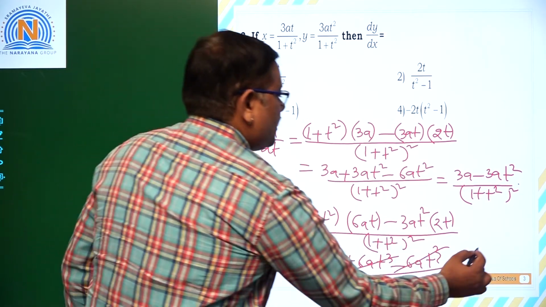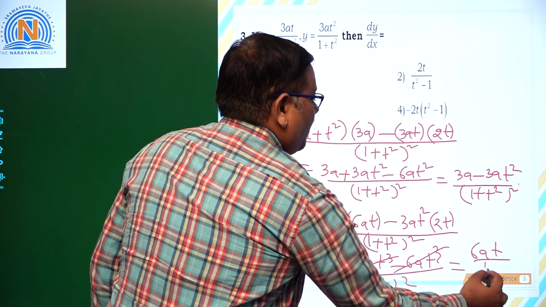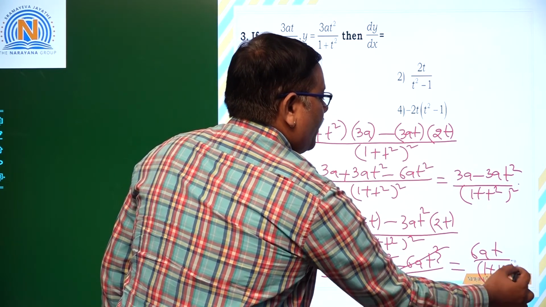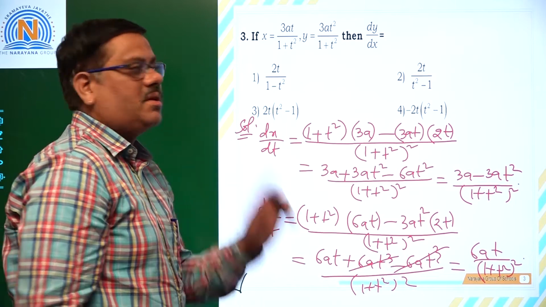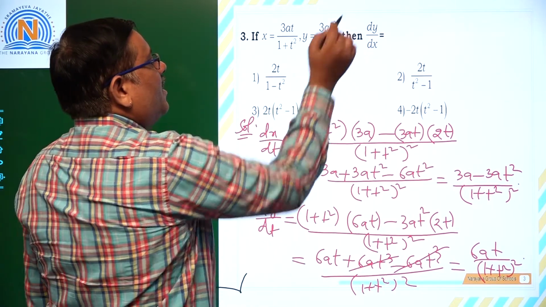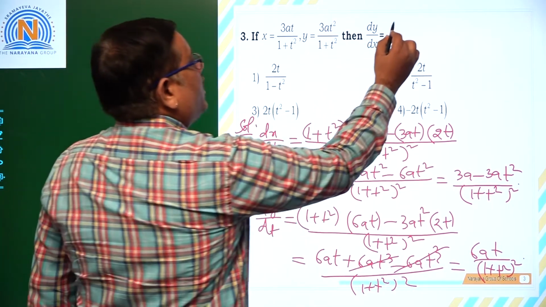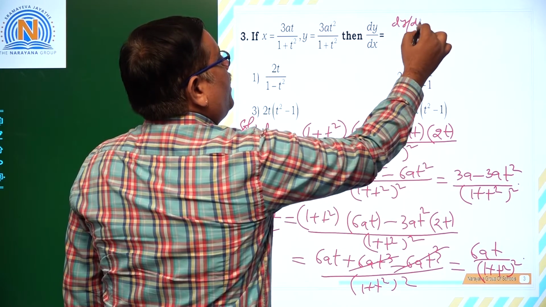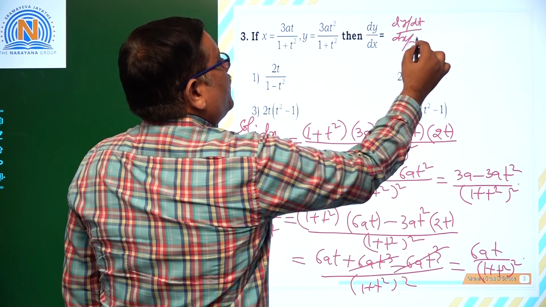So what is the resultant answer? 6a t by (1 plus t square) whole square. That is the value of dy by dt for us. But what do we need finally? dy by dx. What is dy by dx? dy by dt by dx by dt.